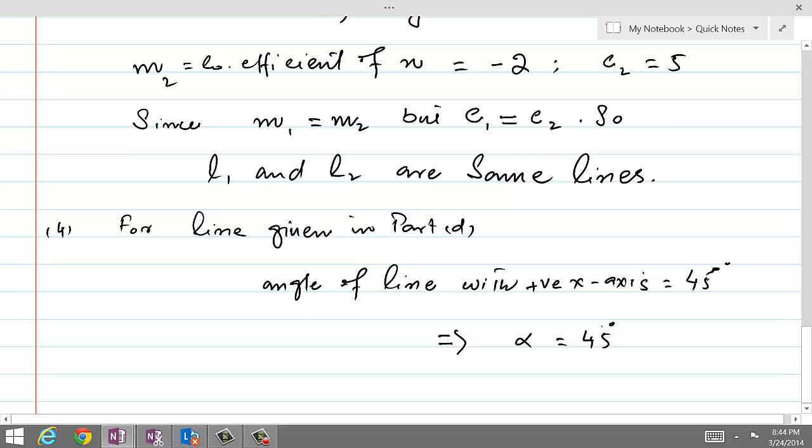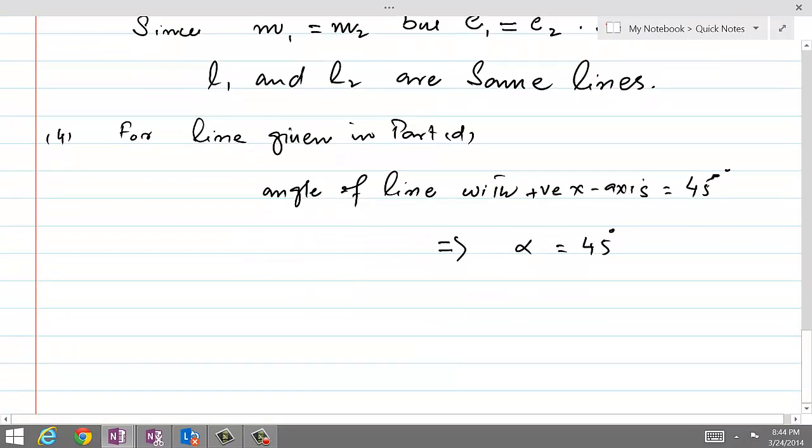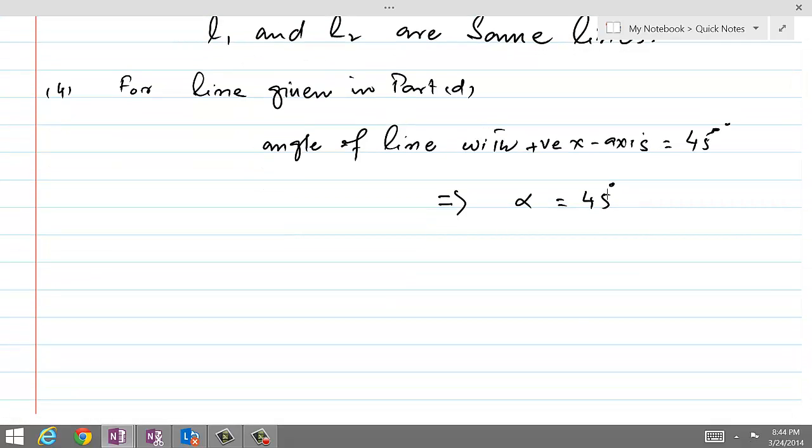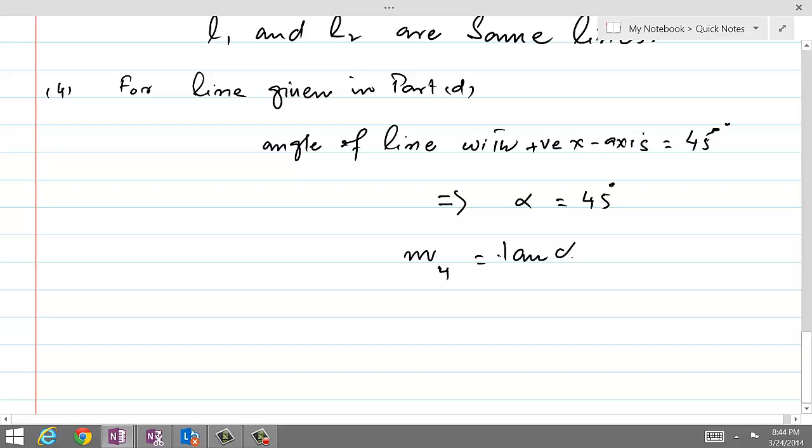Whatever angle the line makes with the positive x-axis, if we take tan of that angle, that is the slope. So M4 will be equal to tan of alpha, which is the slope of the line given in part 4. This is equal to tan of 45 degrees, and we know from the table of values that tan of 45 degrees is equal to 1. Here M4 is equal to 1.